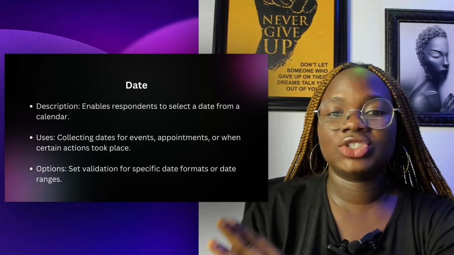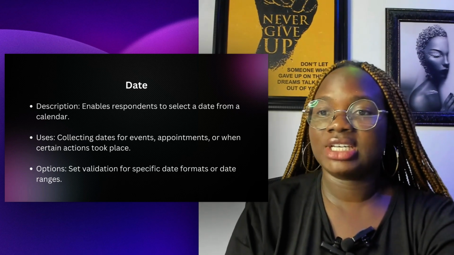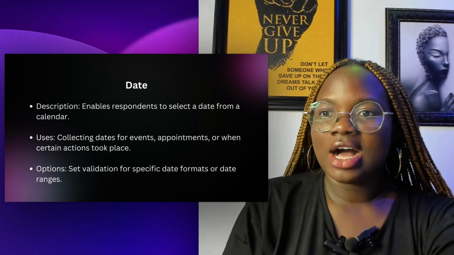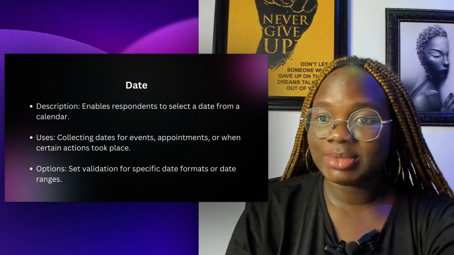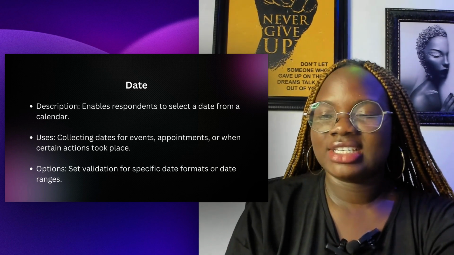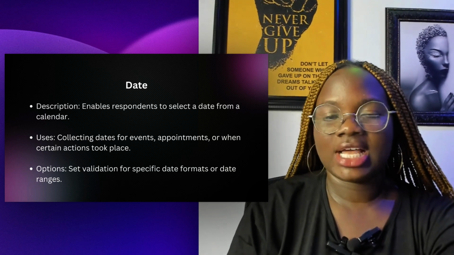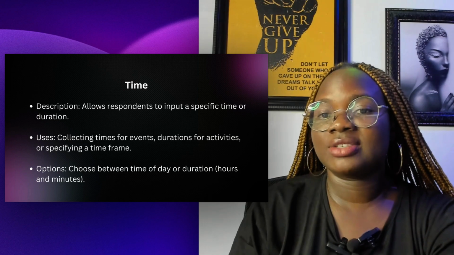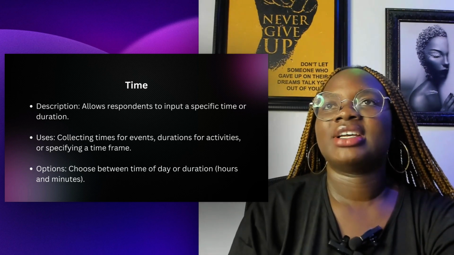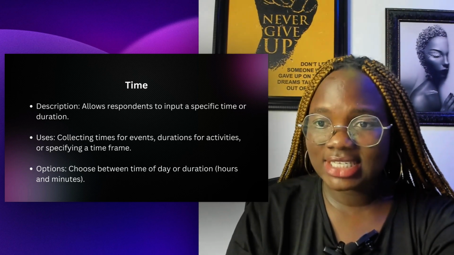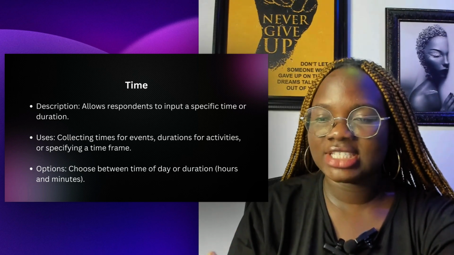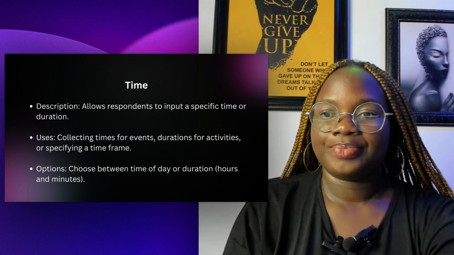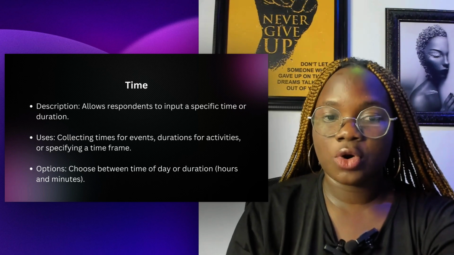Okay, so for dates, it just allows the respondent to pick a date from the calendar. So let's imagine that I want to ask them, when would you like us to have our first meeting? Then they can pick the date which is suitable for them from the calendar. And the time field: if you want to ask them to pick a specific time or duration, the most convenient time for them to meet, then that is where the time field comes in.